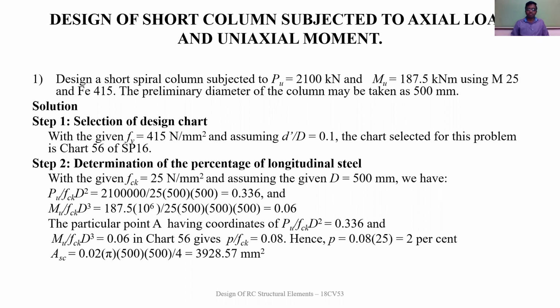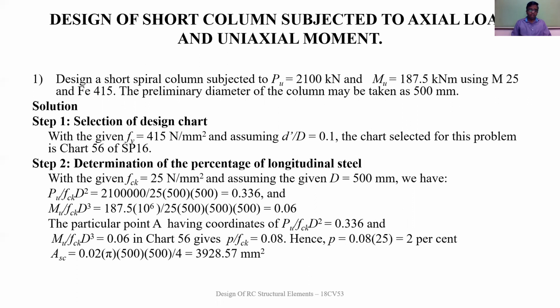For the design of columns with axial load and uniaxial moment, we'll be using design charts from SP16. Generally, SP16 has got 3 sets of design charts for rectangular and circular cross sections. The 3 sets are as follows. Chart numbers 27 to 38 are the first 12 charts for rectangular columns having symmetrical longitudinal bars in 2 rows for 3 grades of steel, that is Fe250, Fe415 and Fe500.